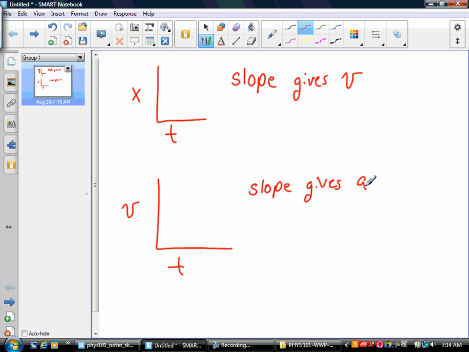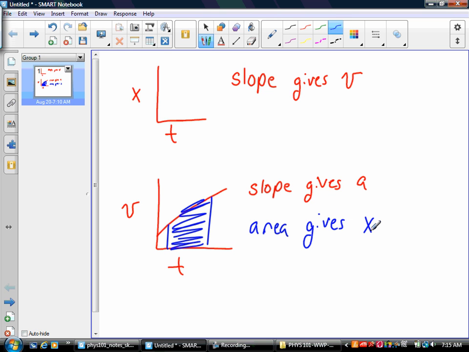However, with velocity versus time, and I think I might have already mentioned this, there's an additional thing that we can do. And that is that, let's say that I have a graph that looks like this. The area under this graph, say from here to here, gives me the distance covered. So the area under a v versus t graph gives the distance.